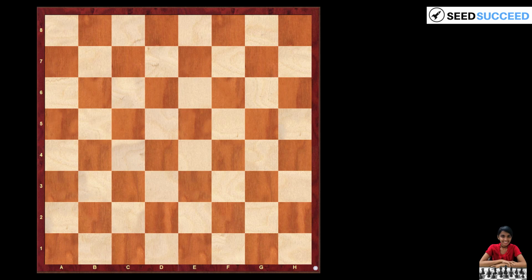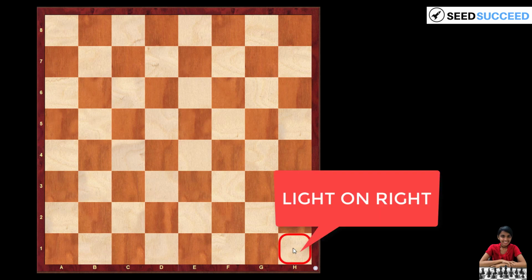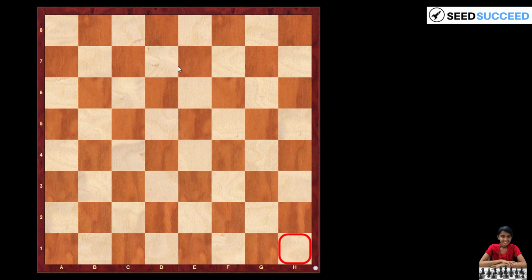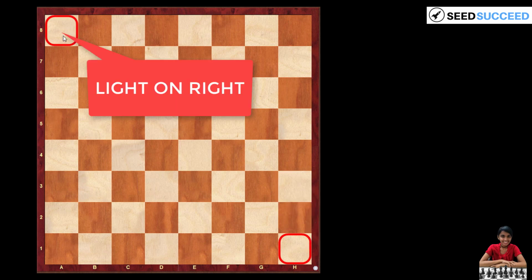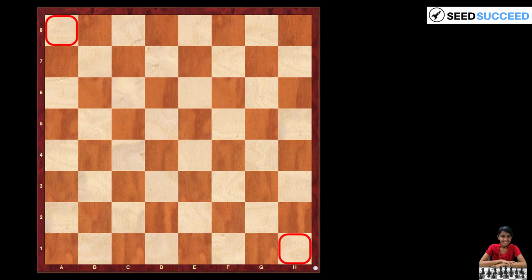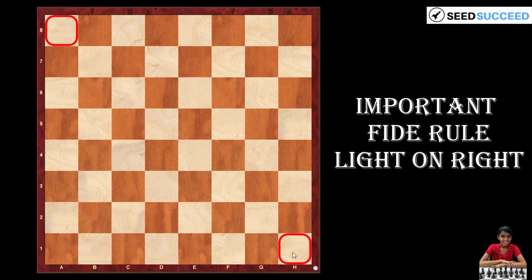So you have to remember this very important rule when placing the chessboard, which is light on right, and your opponent must also have light to his right side. So this is the right side of the board, and this corner square must be light in color, and this is according to FIDE, that is the World Chess Federation's rules. So the chessboard has to be placed with the light square to the right hand corner.